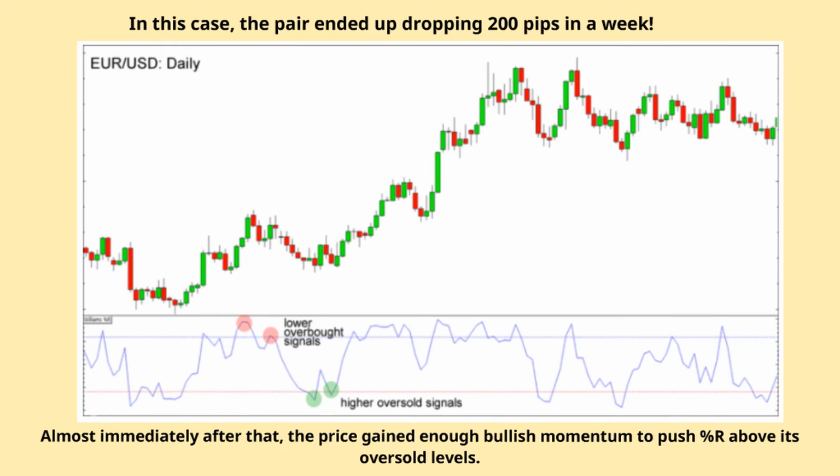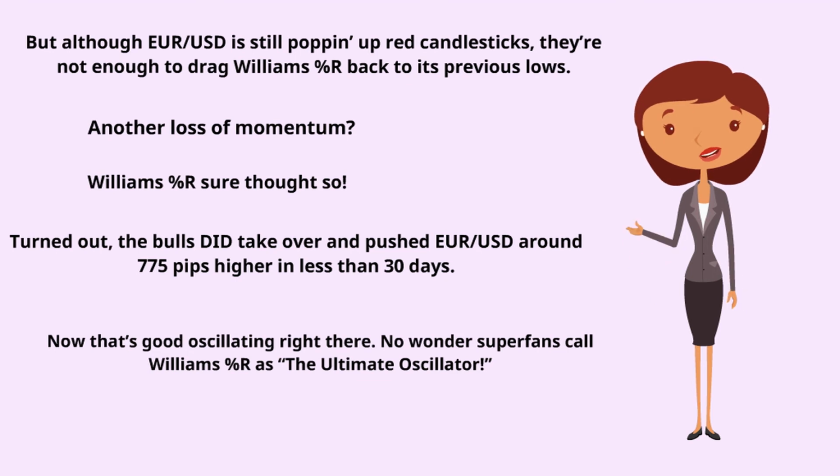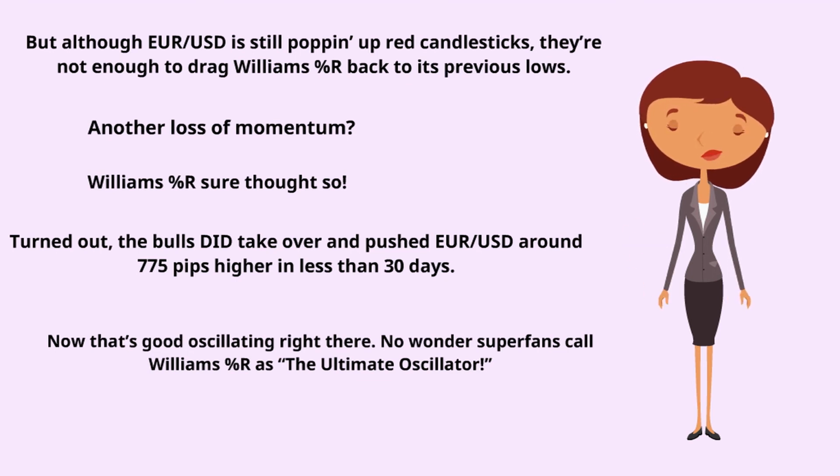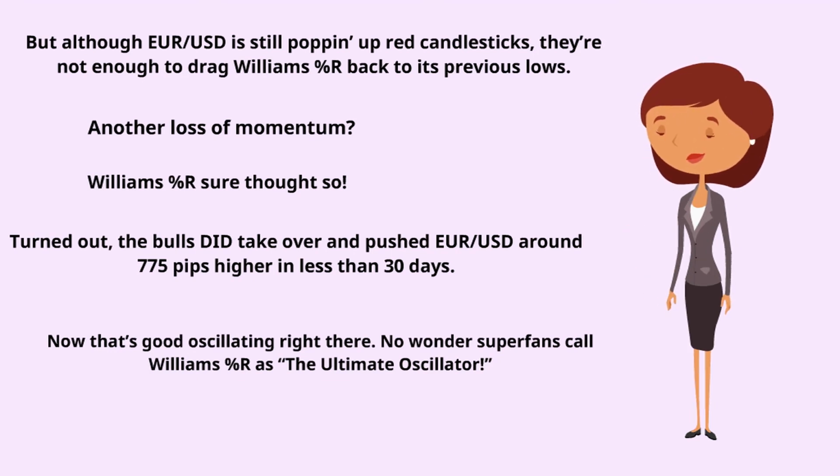Almost immediately after that, the price gained enough bullish momentum to push %R above its oversold levels. But although Euro-USD is still popping up red candlesticks, they're not enough to drag Williams %R back to its previous lows. Another loss of momentum? Williams %R sure thought so. Turned out, the bulls did take over and pushed Euro-USD around 775 pips higher in less than 30 days. Now that's good oscillating right there. No wonder superfans call Williams %R the ultimate oscillator.